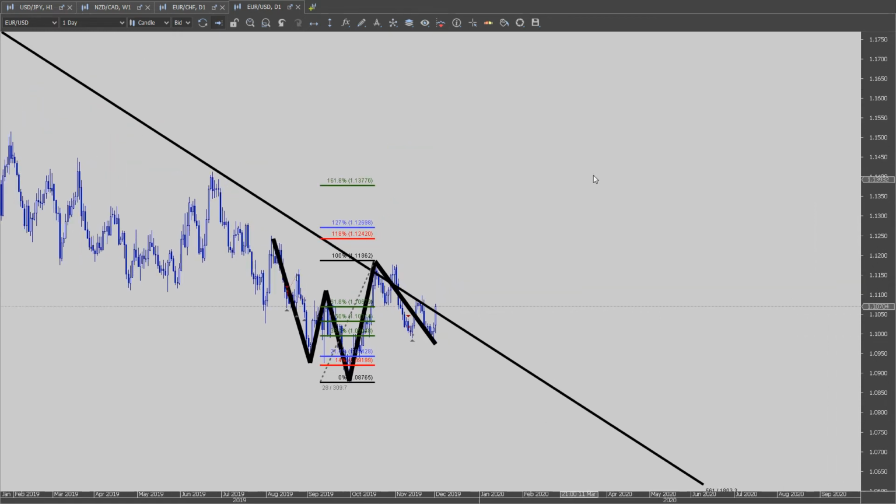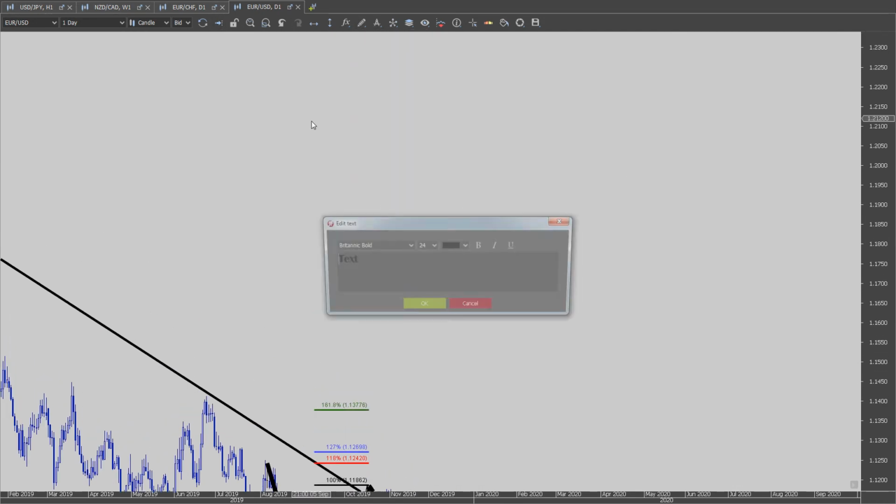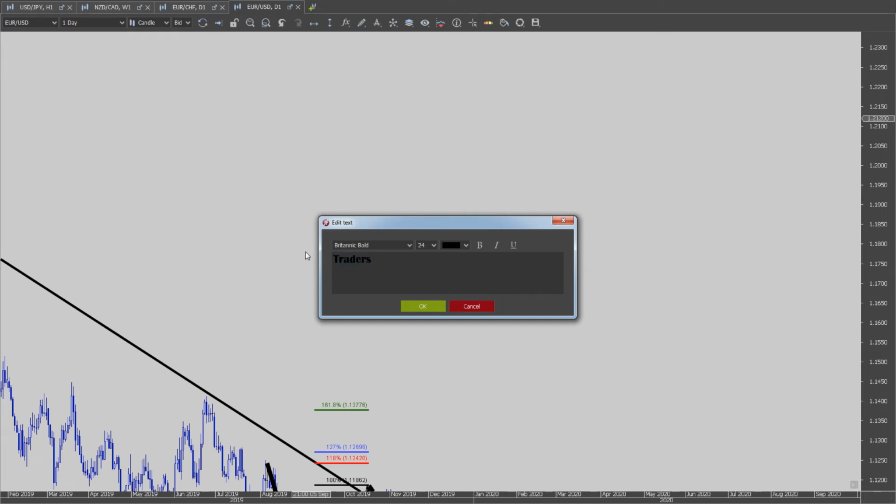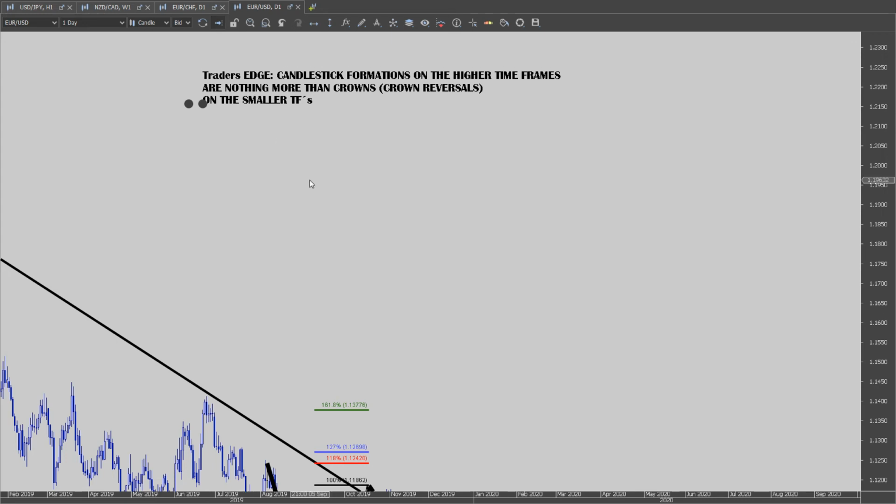Okay, everybody, let's move on. Enough with philosophy. One more thing. So, trader's edge, okay? Candlestick formations on the higher time frames are nothing more than crowns or crown reversals on the smaller time frames. This is a trader's edge if you want to use crowns.